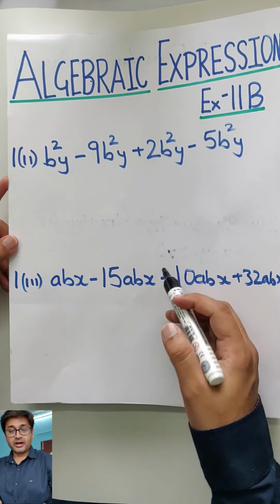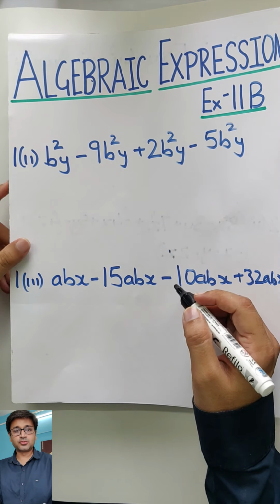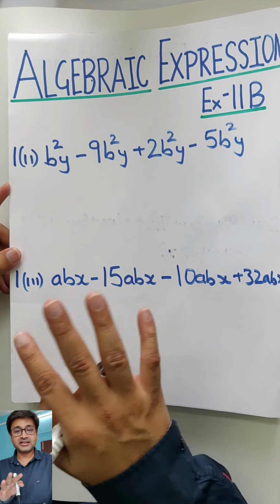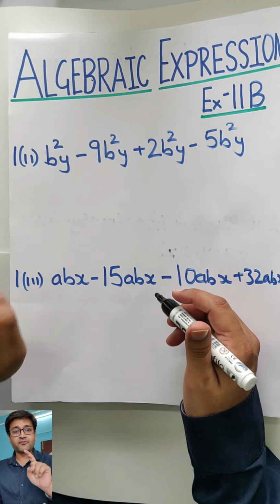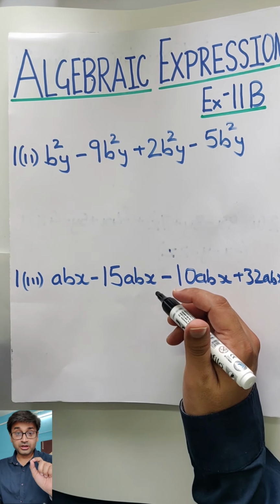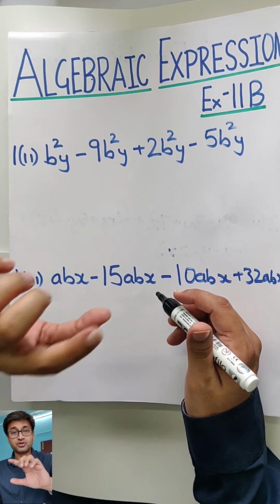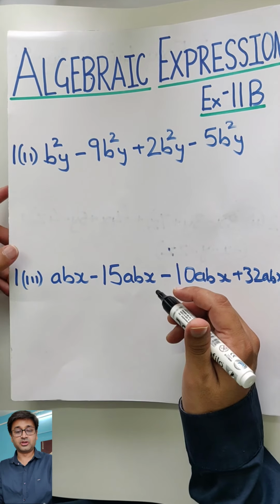Hi, we're getting into algebraic expressions exercise 11b. A very simple exercise. What you need to do is just identify the like terms and add or subtract them. That's it. Nothing is there in the exercise except for addition and subtraction. But you need to know which one to add, which one to subtract, which one to write first, and which one to write later. So, time and again with each question, I will keep on briefing you on that.